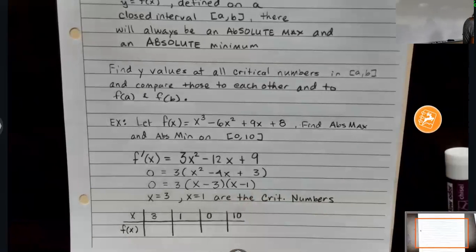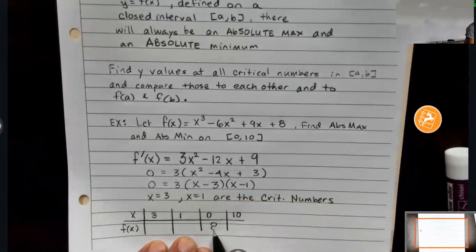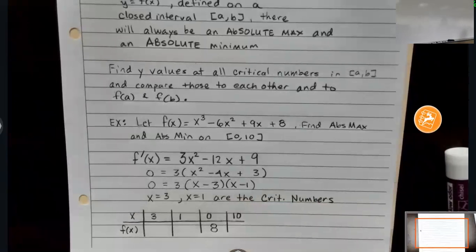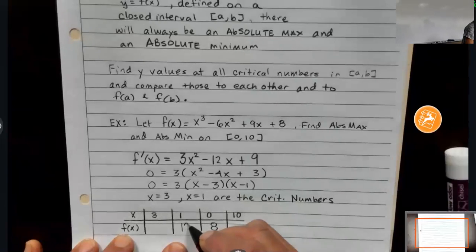Let's do the easy one first. F of 0, 0 cubed minus 6 times 0 squared plus 9 times 0 plus 8 is just going to be 8. F of 1 is the next easiest one. 1 to any power is 1. So I'm going to have 1 minus 6 is negative 5. Plus 9 is a positive 4. Plus 8 is 12. F of 1 is 12.